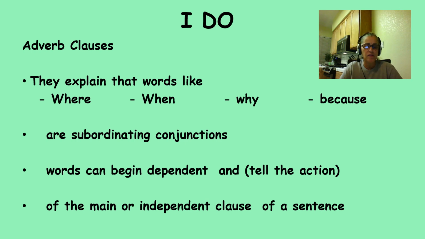So in independent and dependent clauses, words such as where, when, why, and because are subordinating conjunctions. And these words can begin dependent clauses that tell about the action in a main or independent clause of the sentence. So remember that the word dependent means that in order for something to work, it depends on something else. Independent means that that sentence can work by itself alone, but it also works with a dependent clause. So that's where your conjunction comes into play. And you will see words such as where, when, why, and because. Okay, I'm going to move on to the next slide and share some examples with you, and hopefully bring to light an understanding of how the subordinating conjunctions are used with the dependent and independent clauses.